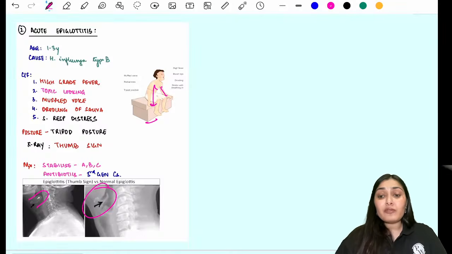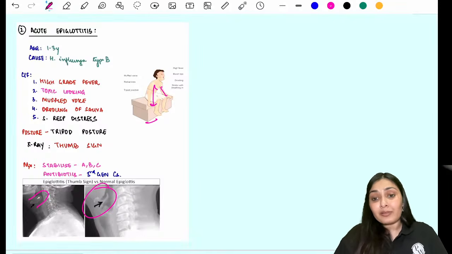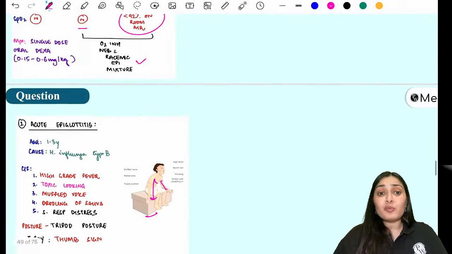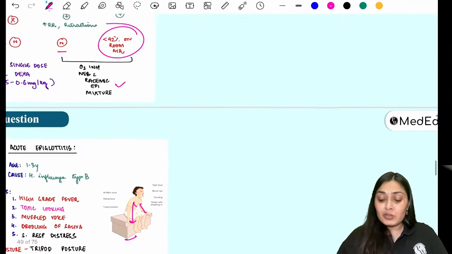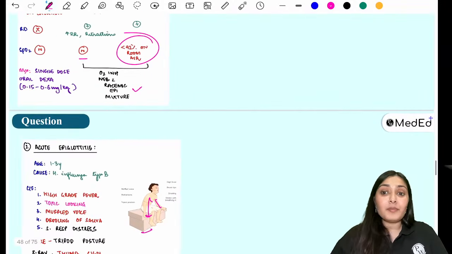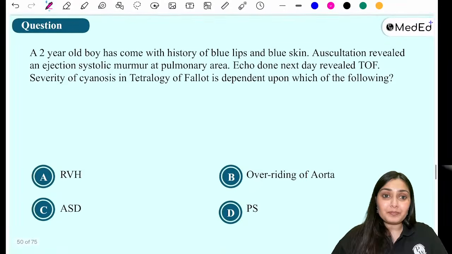The treatment here will be to firstly stabilize this child. We do ABC, airway, breathing, circulation, and give antibiotics, as this is a bacterial illness. We start with third generation cephalosporins. Right? So these two are important infections whenever we are studying the pediatric respiratory system. You must have studied this in ENT too, but here it needs a revision, because these two are important previous year questions that you need to know for your exams.